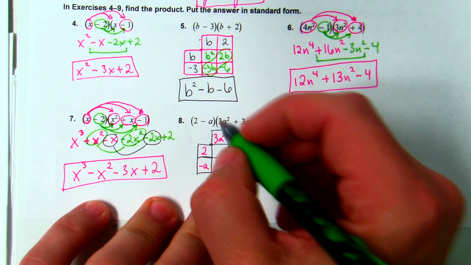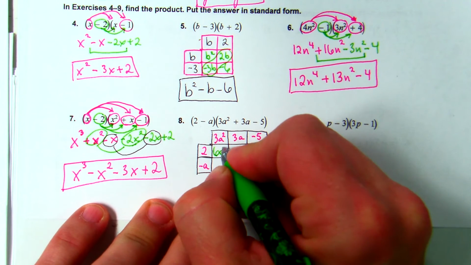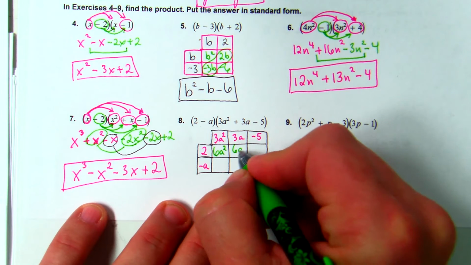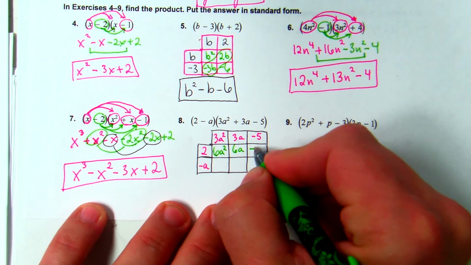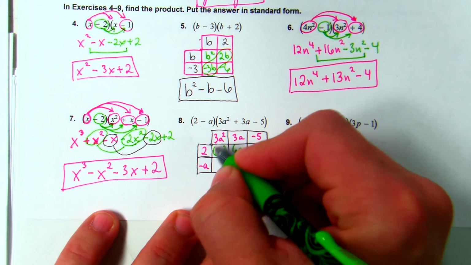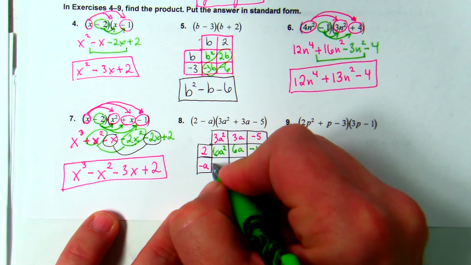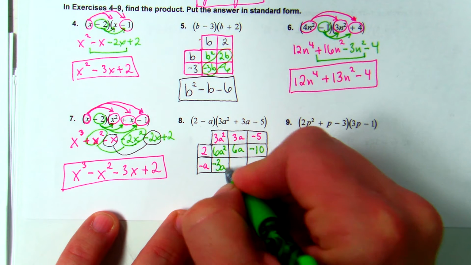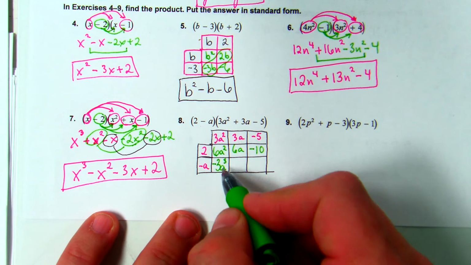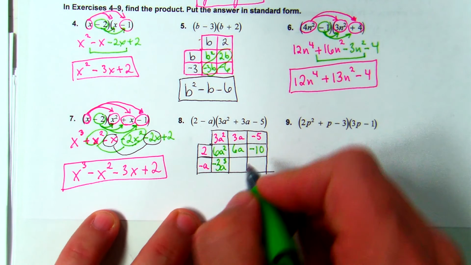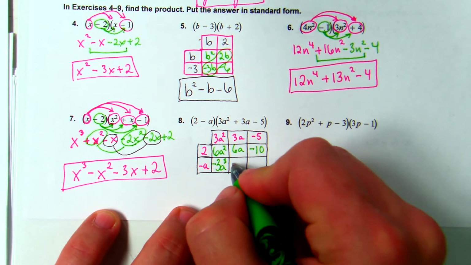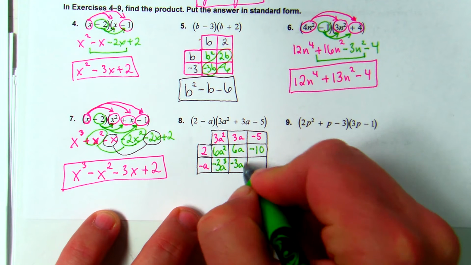Well, 2 times 3a squared is going to give me 6a squared. 2 times the 3a is going to give me 6a, and 2 times the negative 5 is going to be a negative 10. All right, and then we'll move to the next term. We've got a negative a times 3a squared is going to give me a negative 3a cubed, because we have a to the first power, a squared, so this is going to be a to the third power. All right, and then we're going to go to the next one, which is negative a times 3a, so it'll be a negative 3a squared.